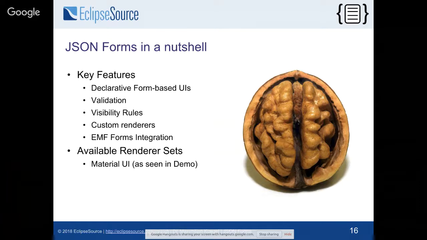Having talked about the renderer sets, what we've seen in the demo is a Material UI-based renderer set. It's quite simple to create a new renderer set. We also offer a second renderer set that is not dependent on any UI toolkit. We have a vanilla renderer set available that's also more open to custom styling. And we have available seeds. We have seen the React seed that I've used here. There's also an example for Angular to exemplify the use of JSON Forms on Angular.